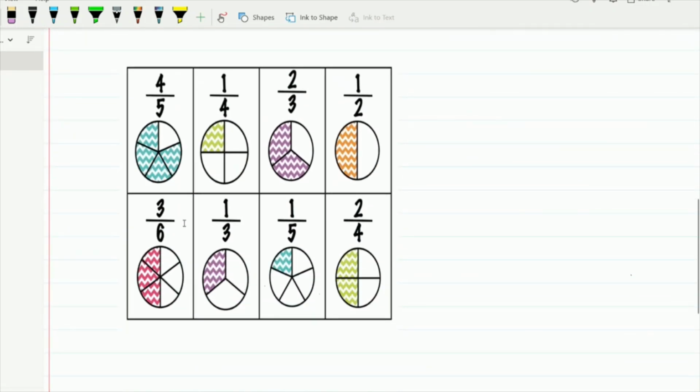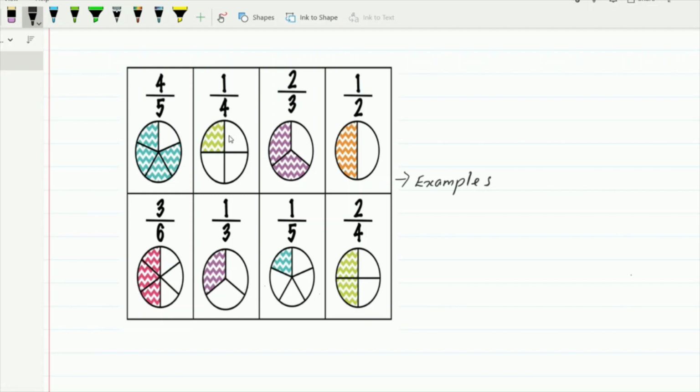We can see here 4 by 5, 1 by 4, 2 by 3, 1 by 2, 3 by 6, 1 by 3, 1 by 5, 2 by 4. These are all examples of fractions. So here we can write, examples of fractions are 4 by 5. In this 4 by 5 fraction, I will explain again.